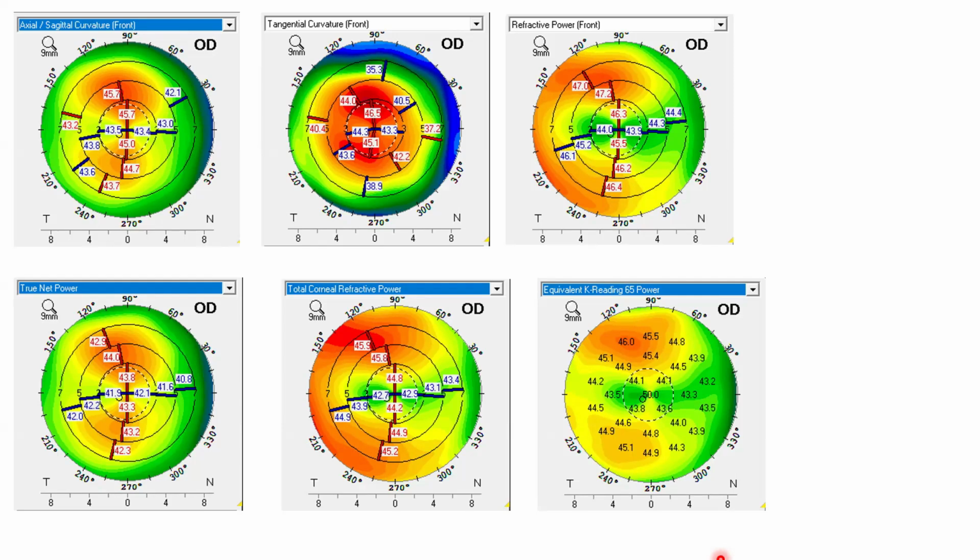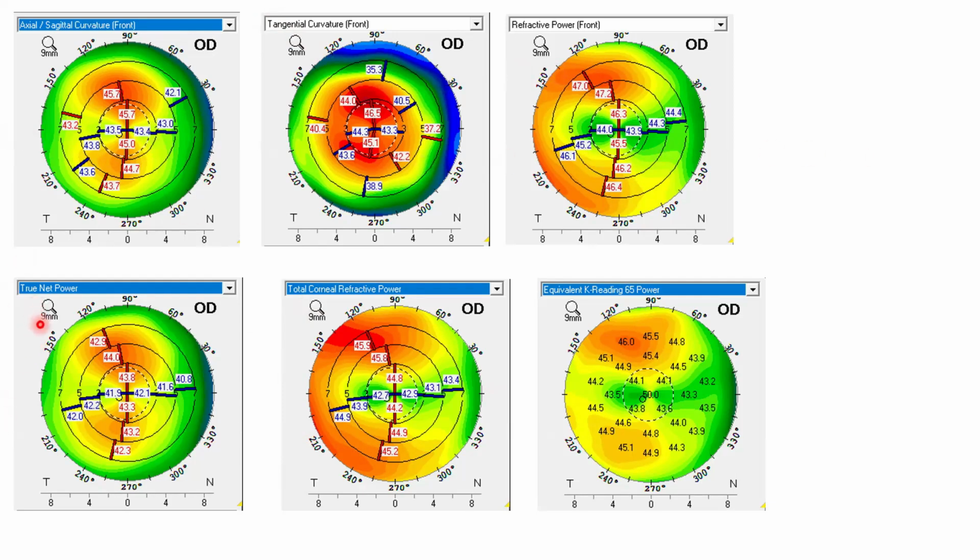Yes, sir. So there are various corneal power maps which are available to us on the Pentacam. The first one being the axial or the sagittal curvature of the front cornea, and the second being the tangential curvature. Both of them measure the anterior surface and they use laws of Gaussian optics. The third map is the refractive power of the front cornea. It measures the anterior surface and uses Snell's law. So with all three of these, they are not considering the posterior cornea at all.